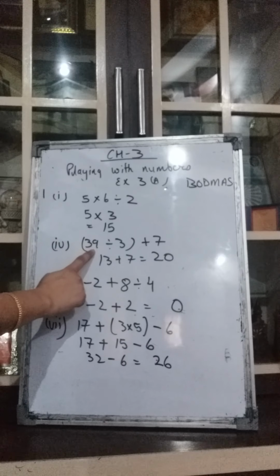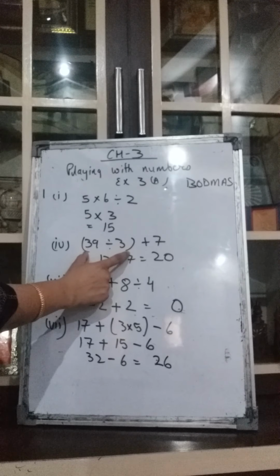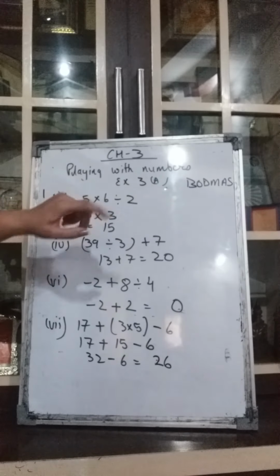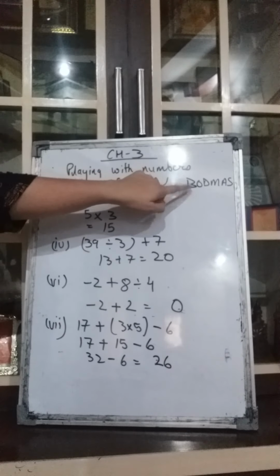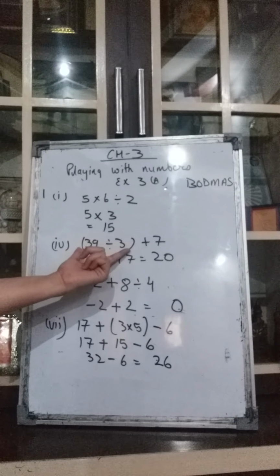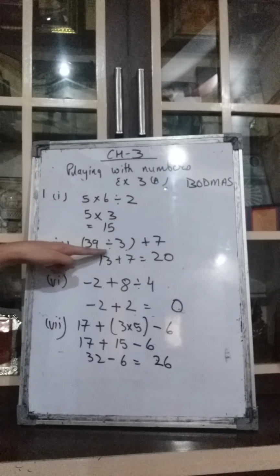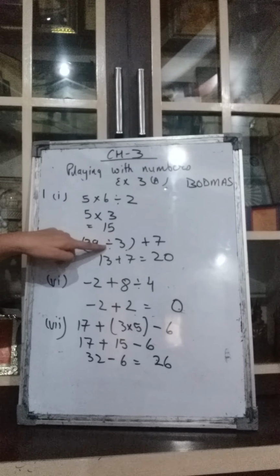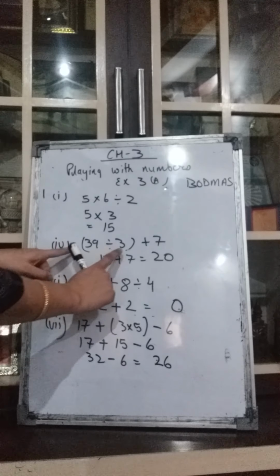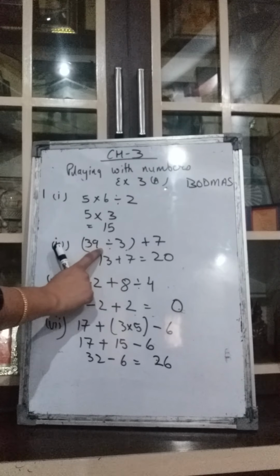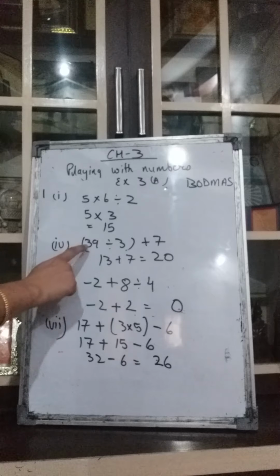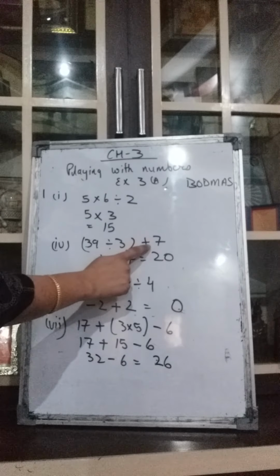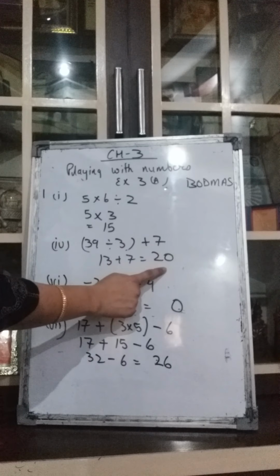Fourth part says 39 divided by 3, this is in bracket, plus 7. So again you will follow the BODMAS. According to BODMAS, the bracket has to be solved first. So this portion which is in the bracket, whatever operation is here, we have to solve it first, whether it is division, multiplication, addition or subtraction. Since it is in bracket, you have to solve this first. So 39 divided by 3 will give you 13, right? And then plus 7 gives you 20.